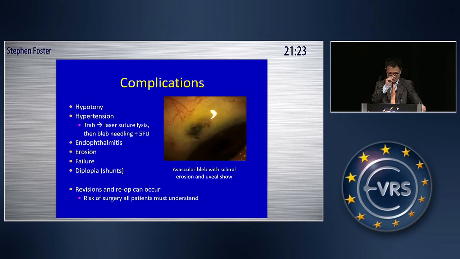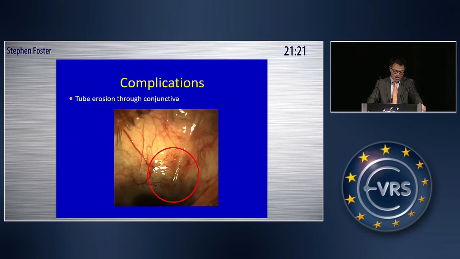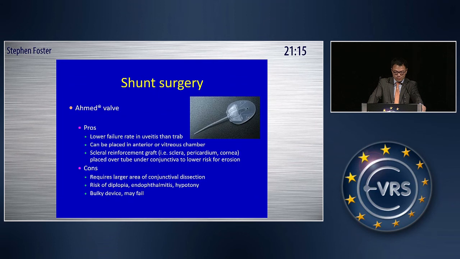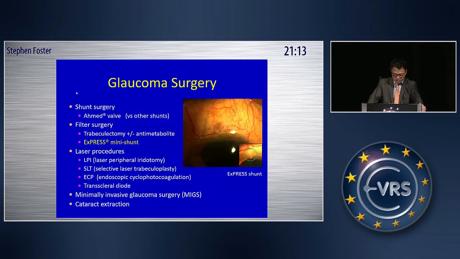The point Steve wants to make here is that 2 shunts were better than trab. But if you ever want to do trab, an Ex-PRESS shunt is a good idea because it can keep the sclerostomy from scarring down.